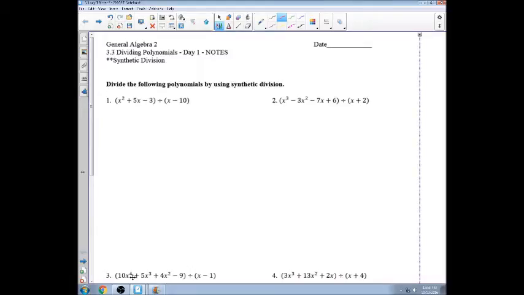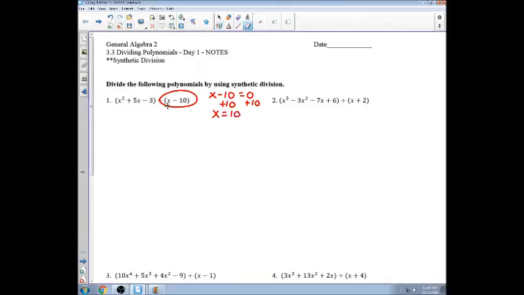The first thing we want to talk about is this x minus 10. It says we're going to divide our polynomial by x minus 10. Well, I can't really divide by an x minus 10, but what I can do is find out what that would equal. So I could say x minus 10 is equal to 0. If I add 10, then x would equal 10. So really, when it says I'm dividing by x minus 10, I'm really dividing by just 10. Okay? So I'm going to take 10 and put it in a box by itself.